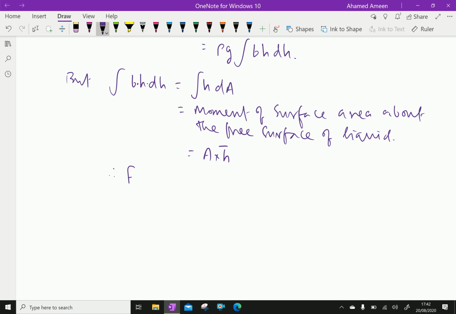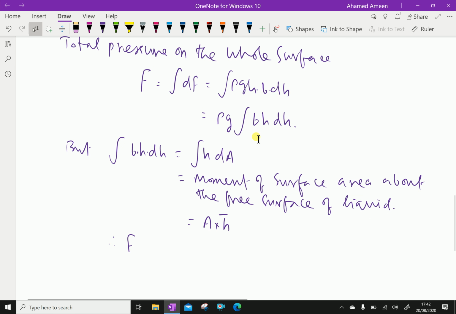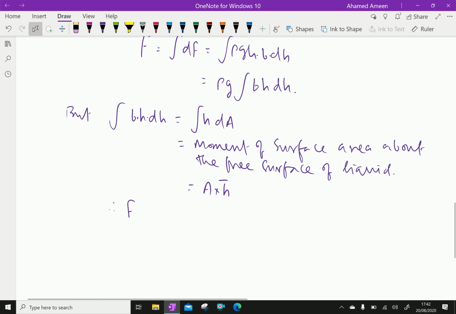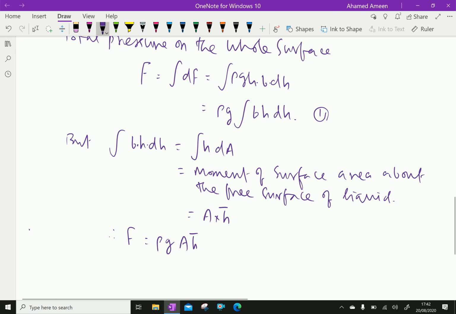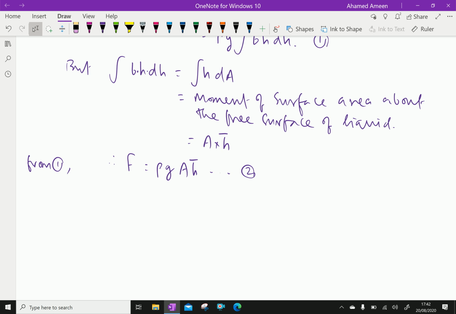Therefore, we can write the total force. Here force is rho g integral h dA, which is equal to rho g A h bar. Call this equation 1, and this is 2: rho g h bar. Here, the total pressure force on a surface is rho g A h bar. For water, we know that rho is 1000 and g is 9.8, so the force will be in Newtons.